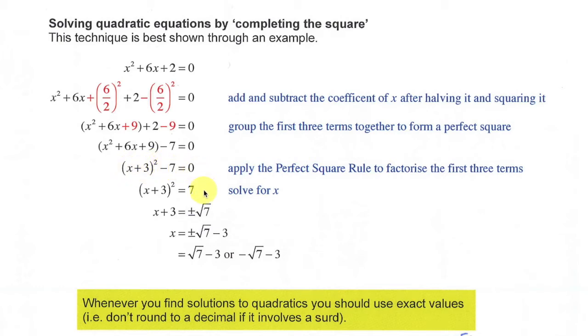Solving for x, I can add 7 to both sides. I can now take the square root of both sides, remembering that I'll get both a positive and negative version for the square root of 7. Then subtract 3 from both sides. So I'll have the square root of 7 minus 3, or I'll have the negative square root of 7 take away 3.